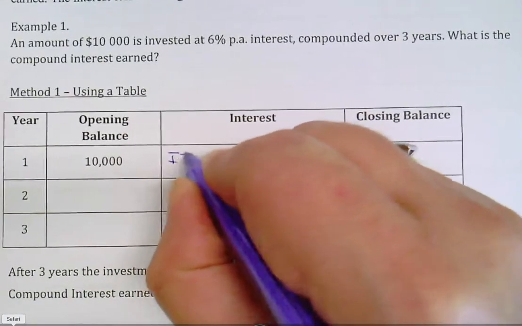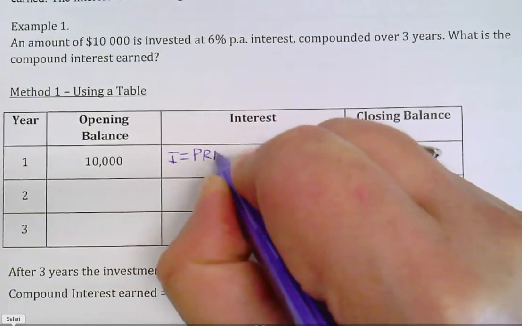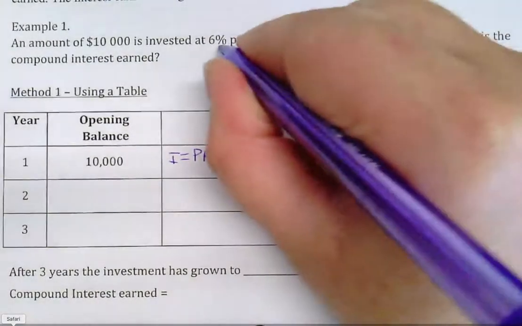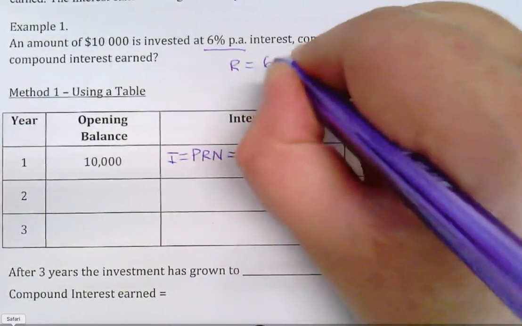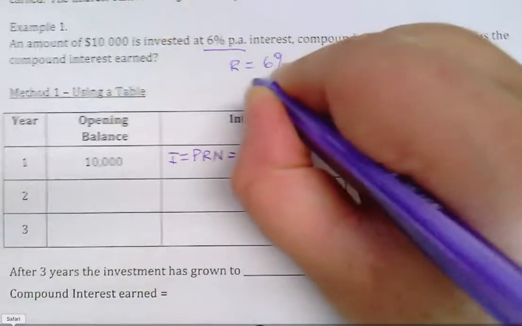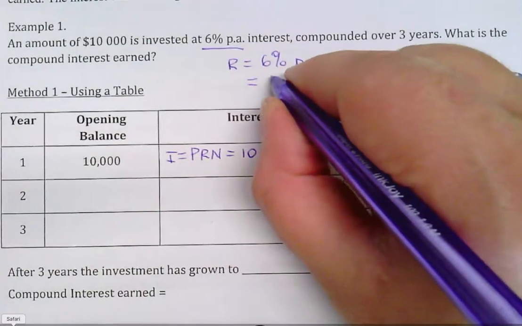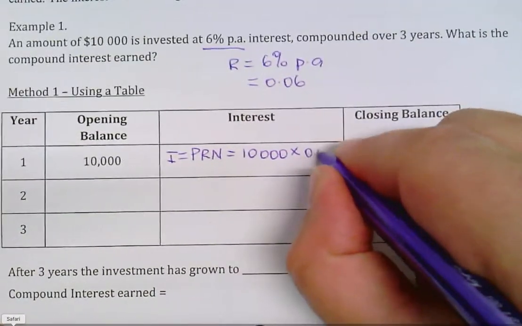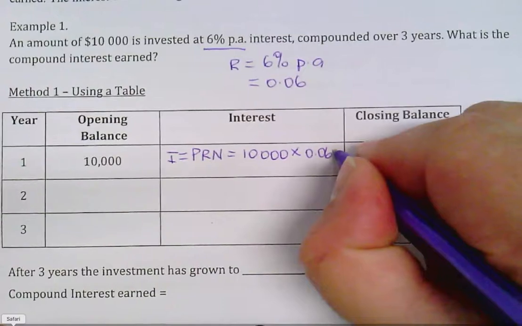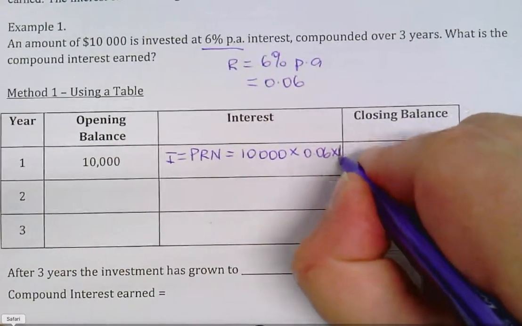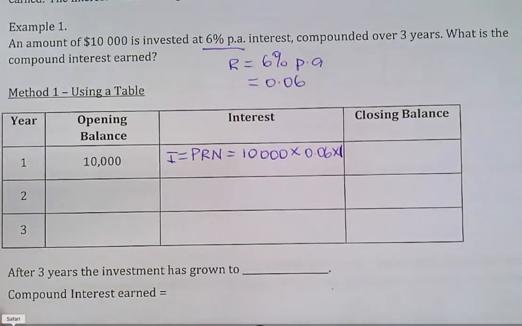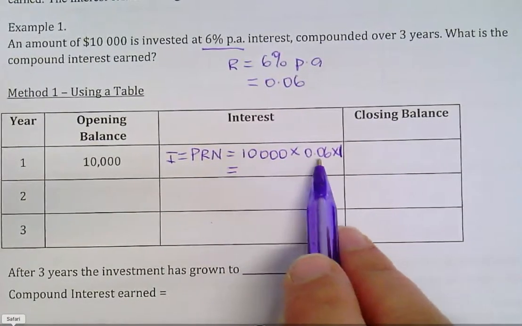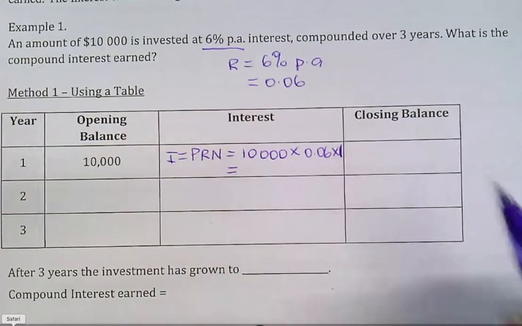So your interest in the first year is I equals PRN. Your principal is 10,000. R is 6% per annum, which as a decimal is 0.06, because it's 6 over 100. And if we're talking about 1 year, N equals 1. I'm only interested in the first year. So my interest on the first year is 10,000 times 0.06 times 1. And what do we get for that?